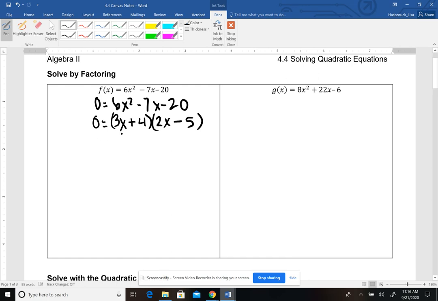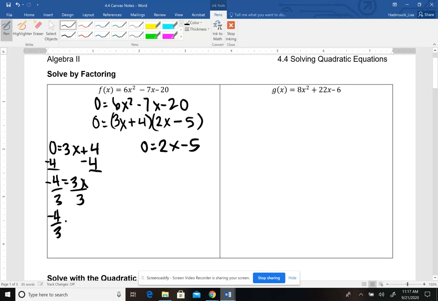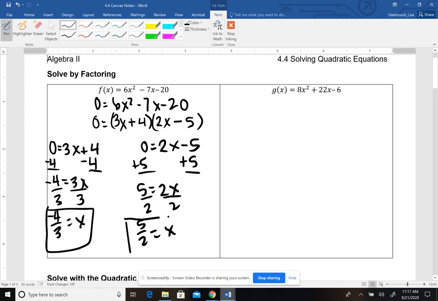We're going to use something called the zero product property. That's where we split it up and make both sets of parentheses equal to 0. And then we solve. So I'm going to subtract 4. I get negative 4 equals 3x, and then divide by 3. So I get negative 4/3 for the first x value. For the second one, I add 5. I get 5 equals 2x, and then I divide by 2 to get 5/2. So our answers for this problem are negative 4/3 and 5/2.